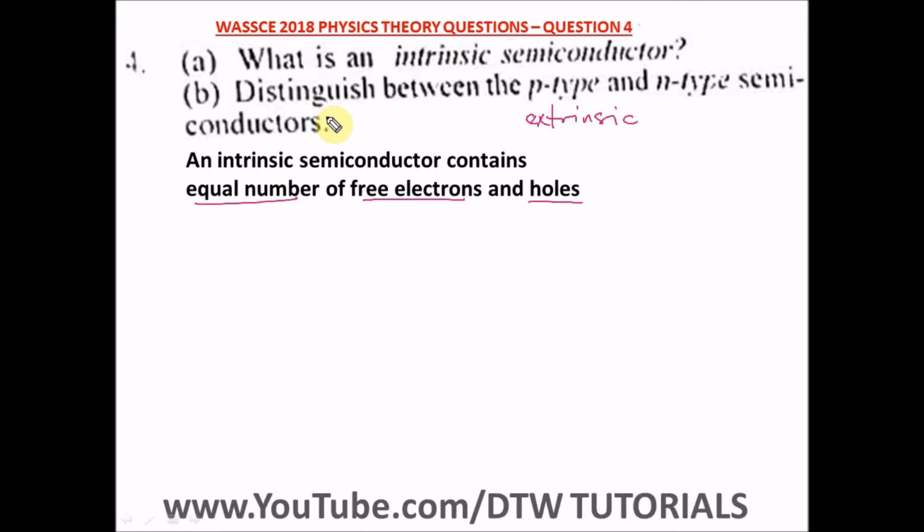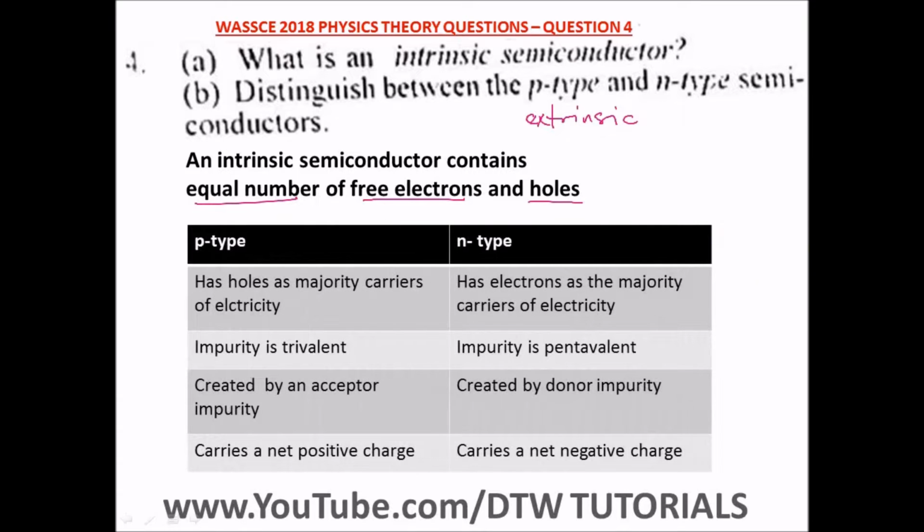Now when you have a question, distinguish between this and this, you use a table, and we have a table here. This is a digital table, but your own table should be with a pencil and paper. So the difference to distinguish between p-type and n-type semiconductor, we have it here.